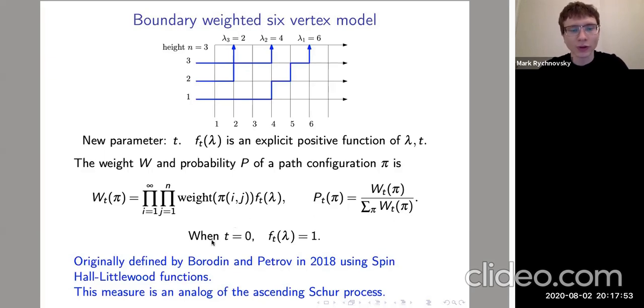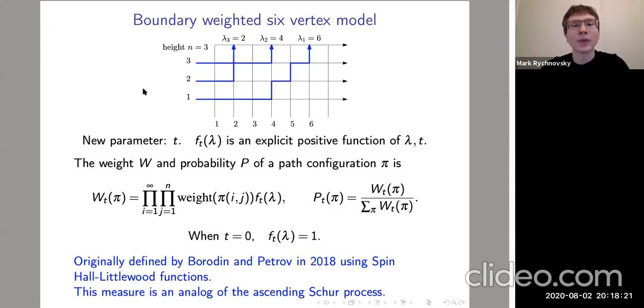So first, it's worth noting that when t is equal to 0, our boundary weight f_t of lambda is just equal to 1, and we recover the stochastic 6-vertex model. And more generally, our boundary weight f_t of lambda is defined in terms of the spin Hall-Littlewood functions, which were given by Borodin and Petrov in a paper in 2018.